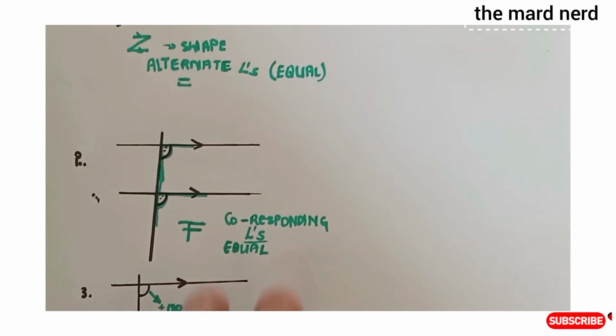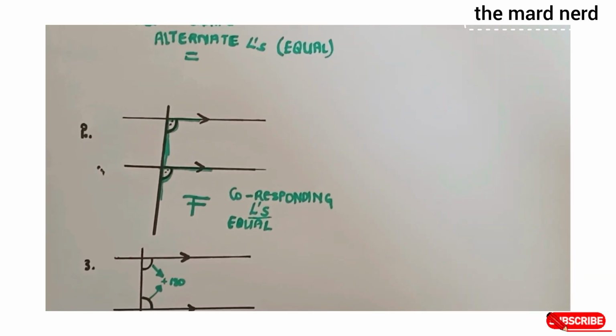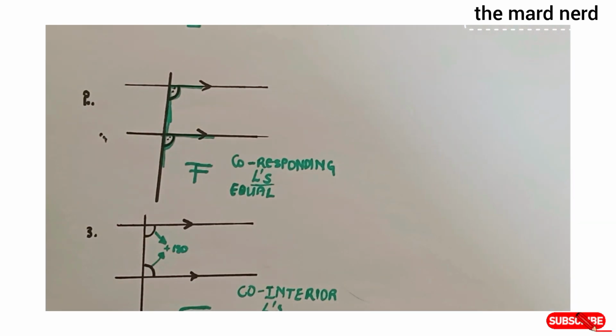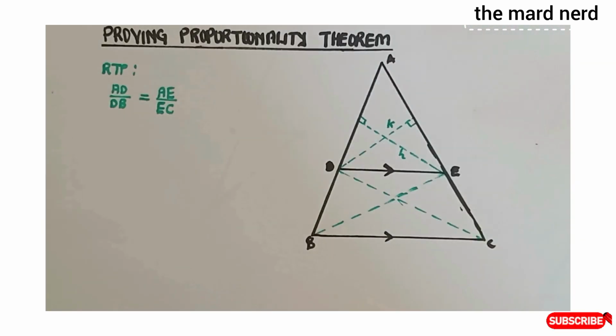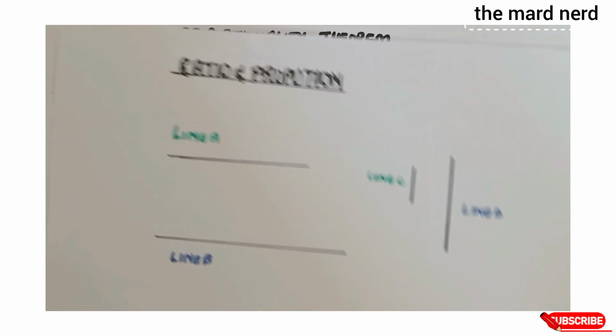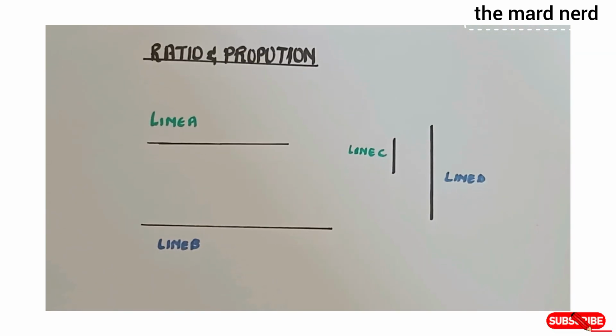One thing I should do for you is prove the proportionality theorem. So now we are going to look at ratio and proportion, since we're going to prove the proportionality theorem. I just want to make sure that you understand the concept of proportion first, and then we dive deep into proving the proportionality. So now, for ratio and proportion, I want you to understand it first through a good example.